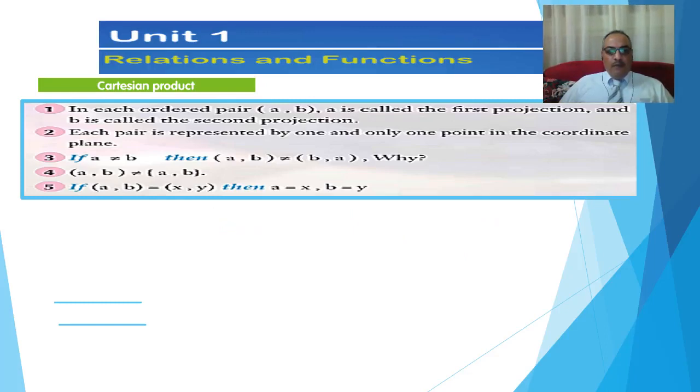Okay, if the ordered pair (A, B) equals the ordered pair (X, Y), then the first component equals the first component and the second component equals the second component. It means A equals X and B equals Y.